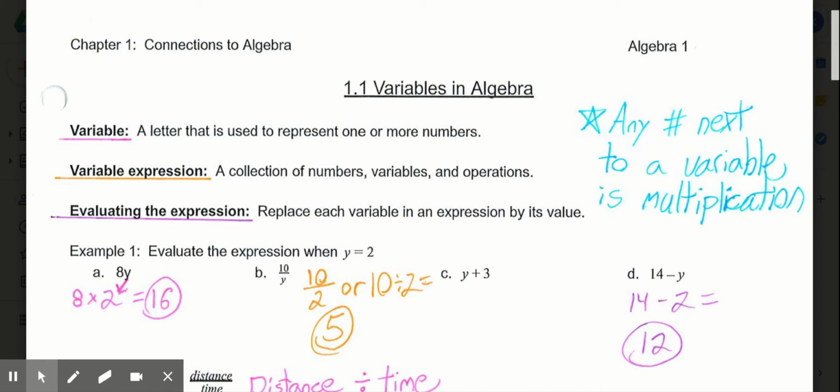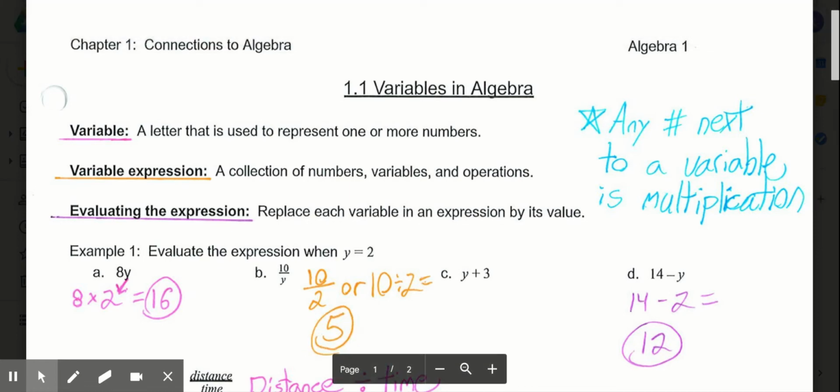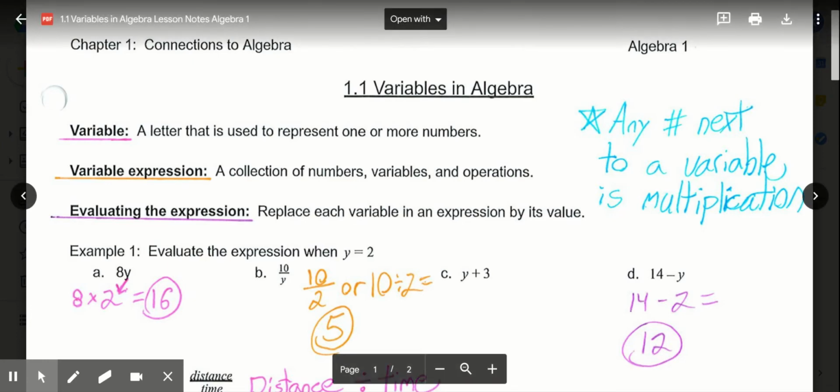Now, I did not rewrite it, but y plus 3, we're going to replace the y with a 2. So 2 plus 3, again, gives us a value of 5. So on your notes, you can write here, 2 plus 3, value of 5. And then in part D, we have 14 minus y. So replace the y with 2. 14 minus 2 gives us a final value of 12.